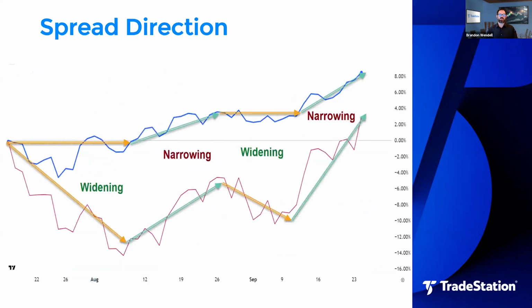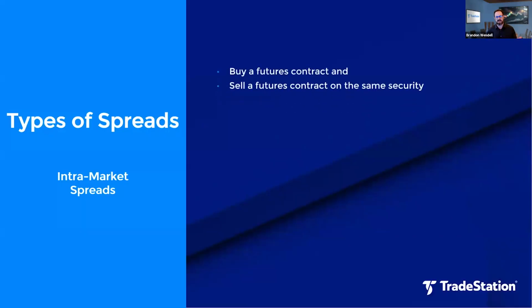So basically, this is what it will look like on a chart. Security number one versus security number two. If the prices are getting further from each other, that's widening. If they're getting closer to each other, that's narrowing. That's it. Pretty simple. Now, we're going to talk about a couple different types of spreads. I actually mentioned one already.